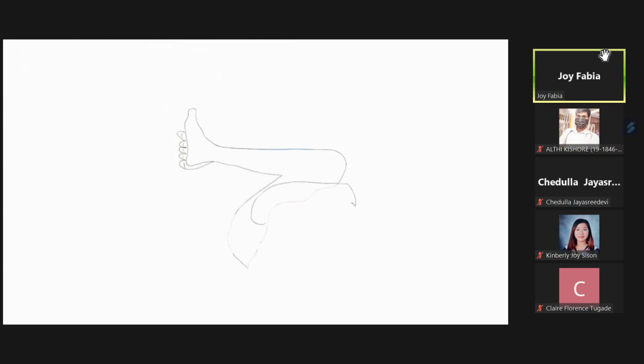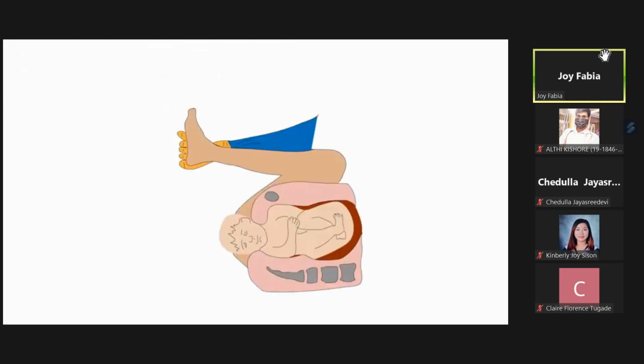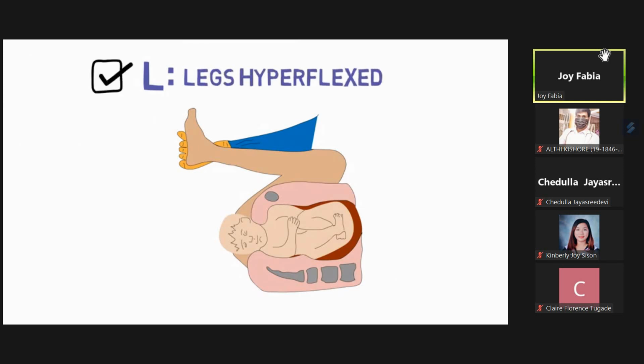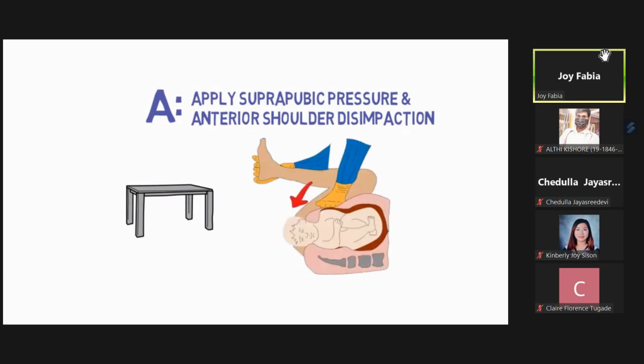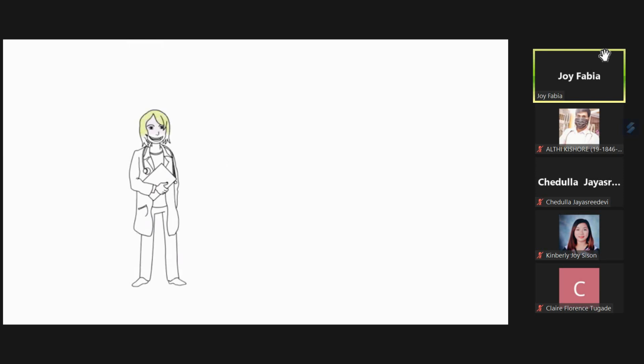What's next? You and one of the nurses start to hyperflex the patient's leg for the McRoberts maneuver. L for legs is complete. Unfortunately, the shoulder dystocia persists. What's next? Apply suprapubic pressure and anterior shoulder disimpaction. A nurse you are working with steps on a stool and shows you how to properly apply suprapubic pressure, downwards and laterally towards the baby's head. Luckily, the combination of McRoberts and suprapubic pressure relieves the impaction of the anterior shoulder and the resident is able to deliver the baby. Congrats!